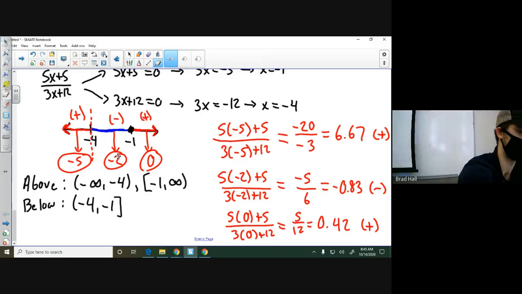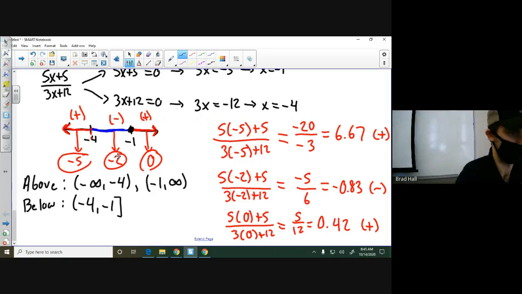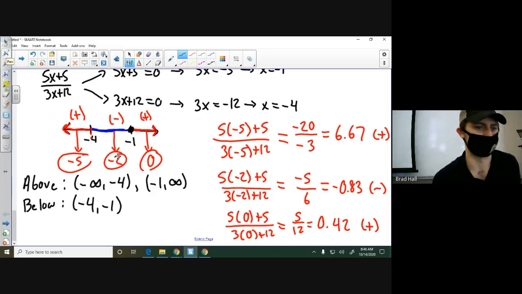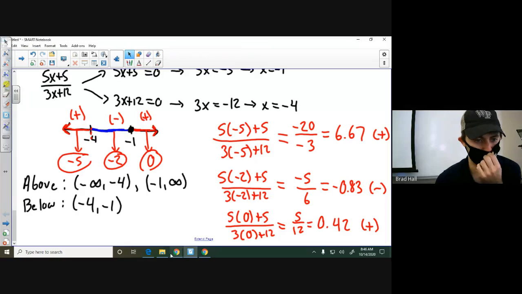Wait, I'm sorry. I'm thinking of another section. Just ignore what I said. I don't know why I said that. That should just be parentheses. I'm thinking ahead. Those should be parentheses. So below from -4 to -1.